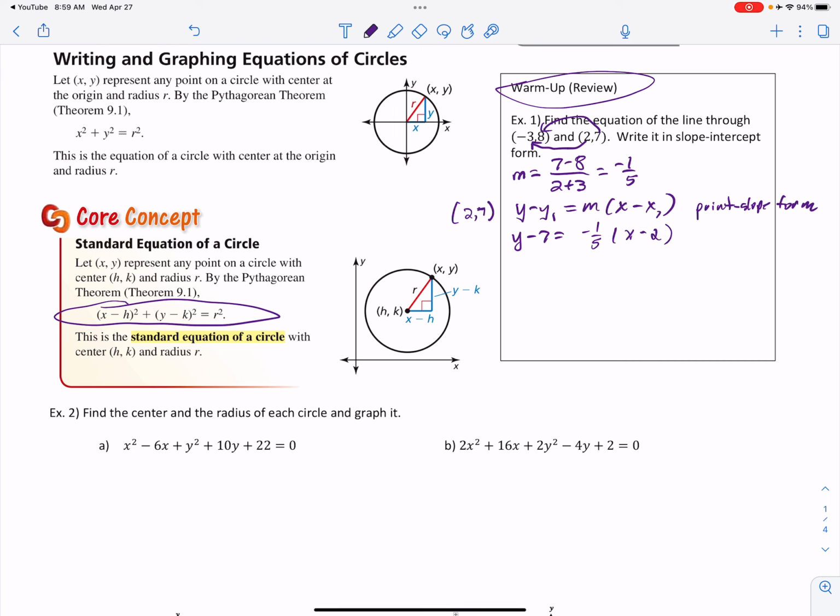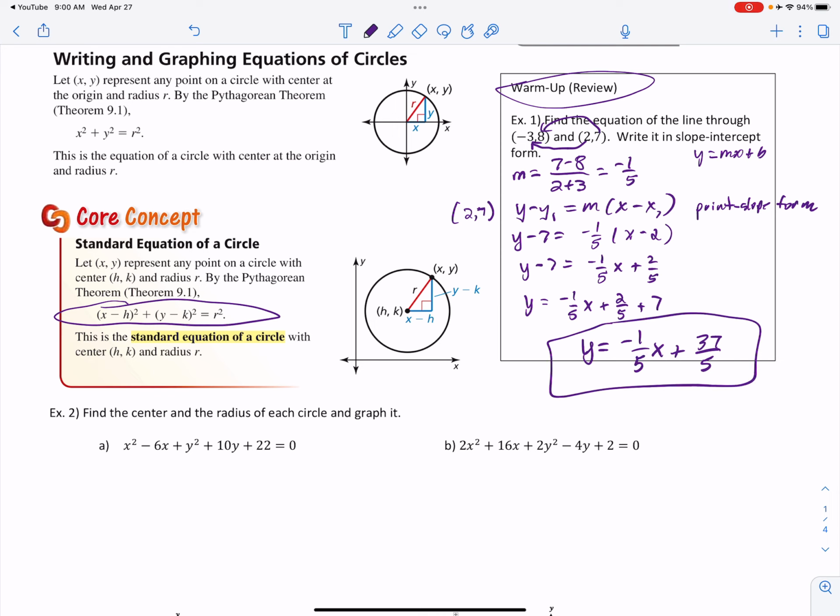And then they want it in slope-intercept form, which is y equals mx plus b. So I'm just going to distribute the -1/5, add 7 to both sides, and then we have y equals -1/5 x plus 37/5. And that is the equation of your line.